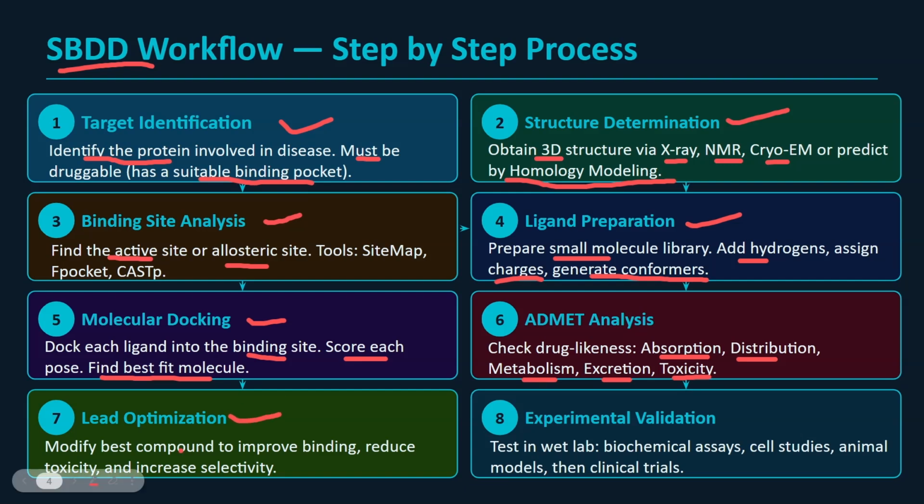So we modify the best molecule to make it even better, so that we can reduce the toxicity of the lead molecule and also increase its selectivity. The last step is experimental validation. Finally, we test in the lab, in animals, and perform clinical trials of the drug-like molecule.